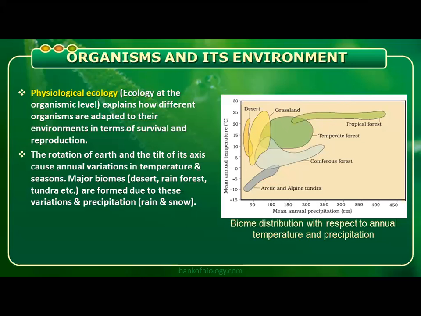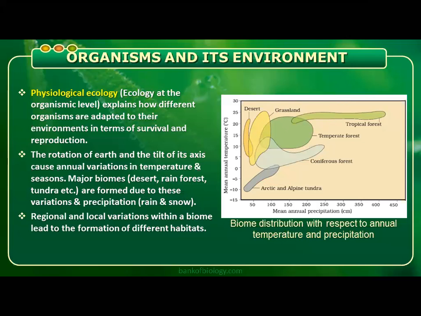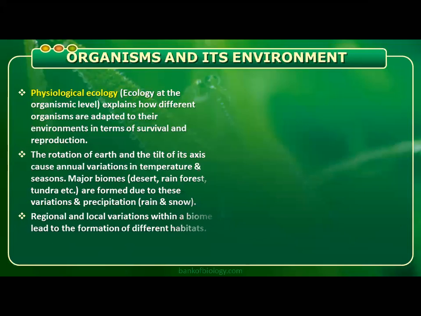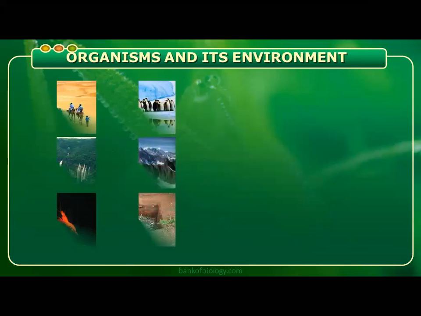The regional and local variations within a biome lead to the formation of different habitats. You should follow every sentence here, as I already said, because of the huge weightage: organisms and populations, biodiversity, ecosystem, environmental issues. Almost every sentence from the previous papers will be found as a question. So let me read it: regional and local variation within a biome lead to the formation of different habitats.